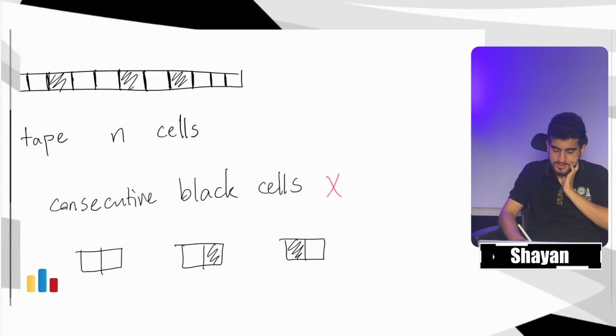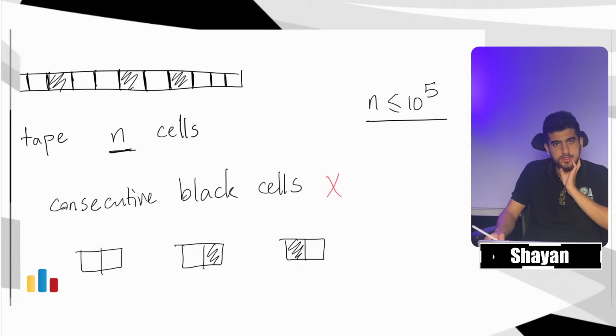You have to say how many ways. If our tape has n cells and you are given n, and assume that n is up to 10 to the 5th, you have to say how many ways we have to color this tape. And you have to answer it modulo some mod, for example, modulo 10 to the power of 9 plus 7, since this number can be very large.